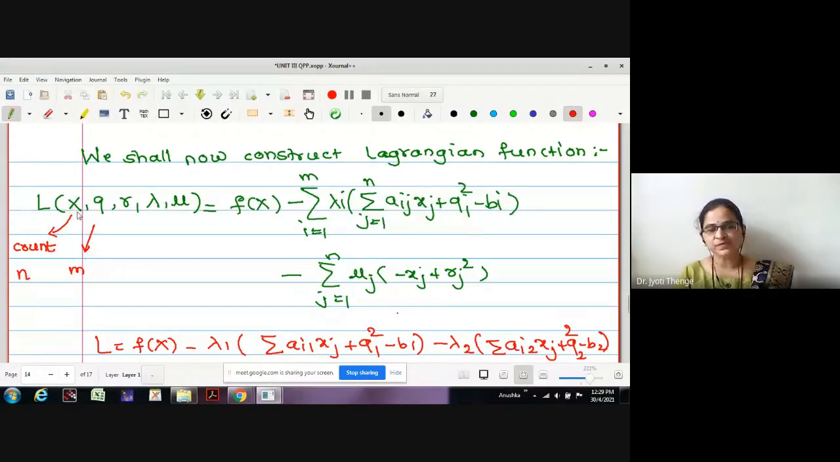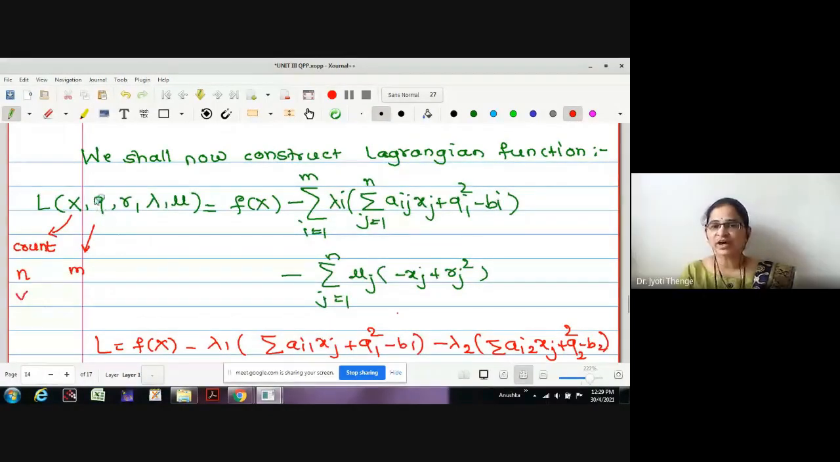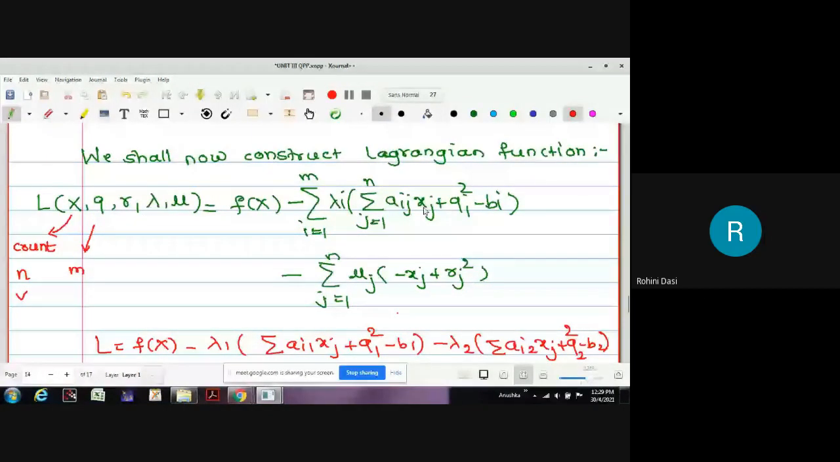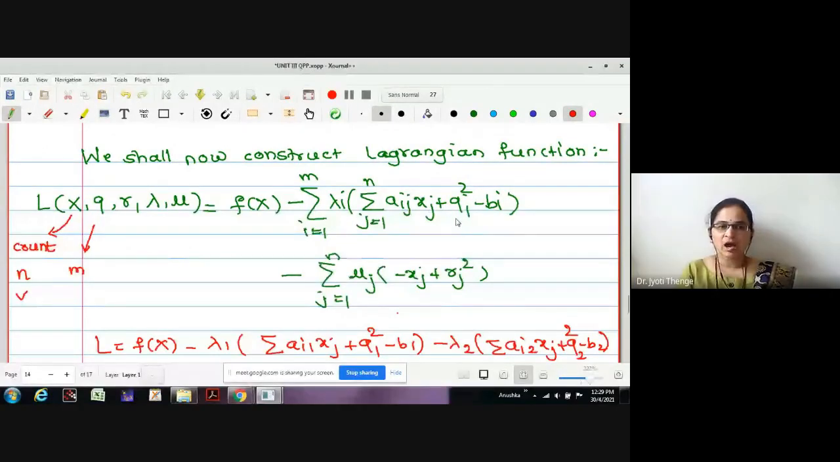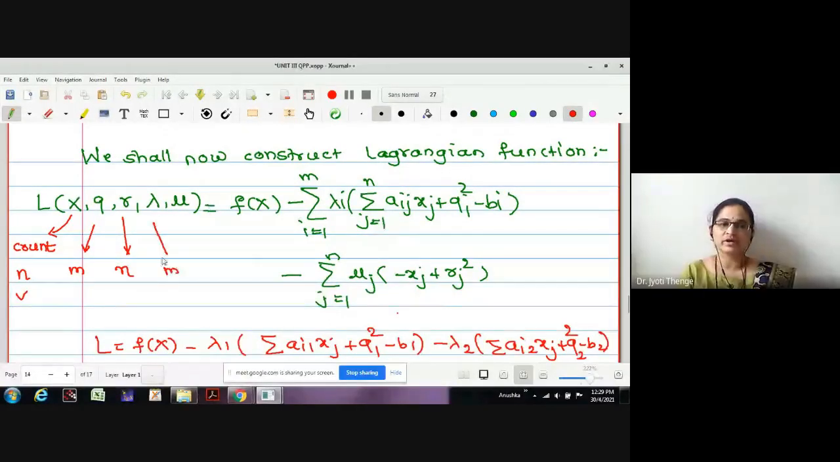How many x, original variables, do we have? N. How many q have we added? M. How many r have we added? Rj square: R1, R2 up to Rn, so the count is n. What is the lambda count? One to m Lagrange multipliers, so m. Good. What is the mu count? Mu vector?